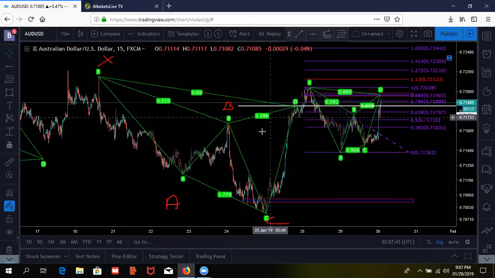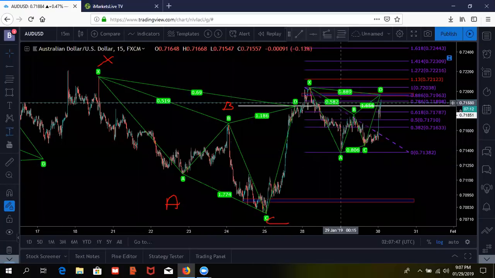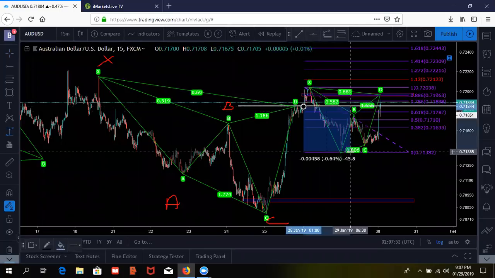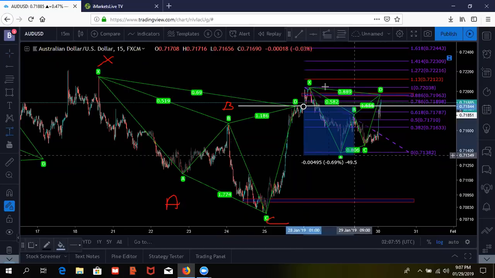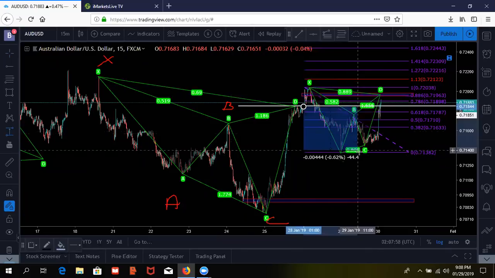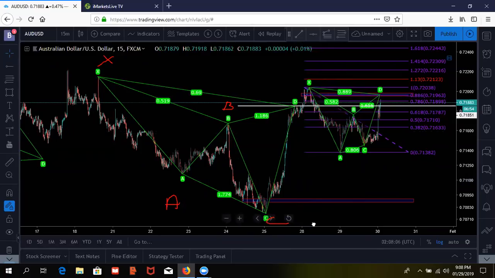So that's another harmonic pattern right there. And that right there dropped for about, let's see, about 45 pips, which is a good trade. We were in drawdown on that trade, probably about 20 pips, and we ended up getting about 45 out of that trade. So that's another harmonic pattern that actually completed.